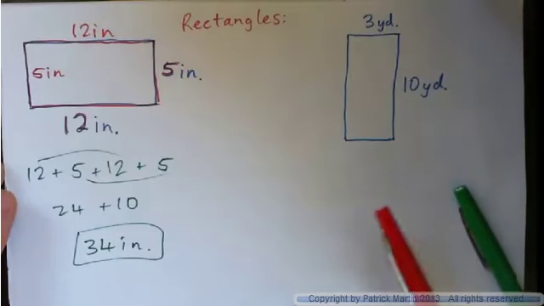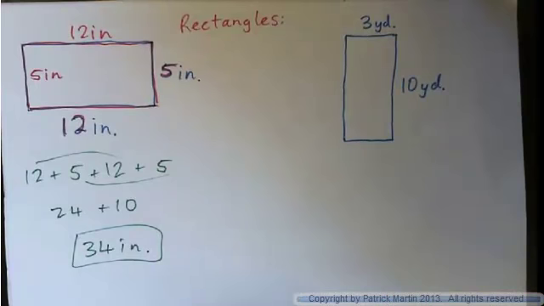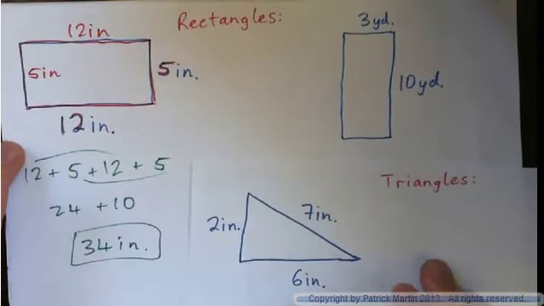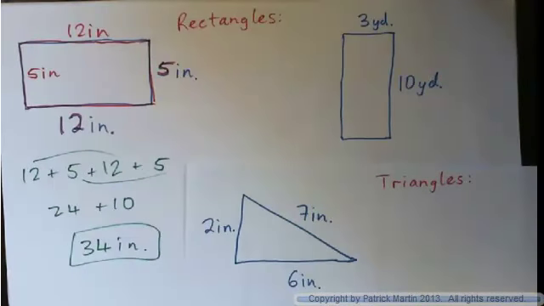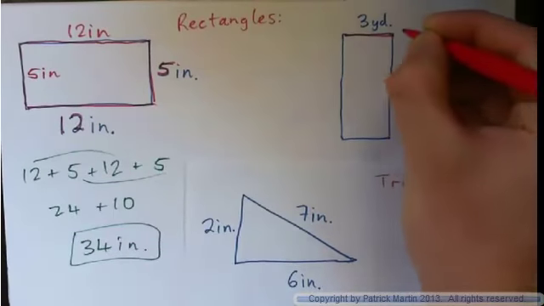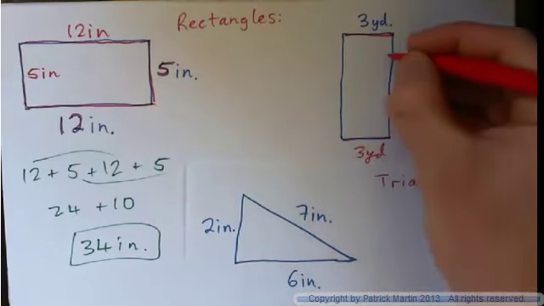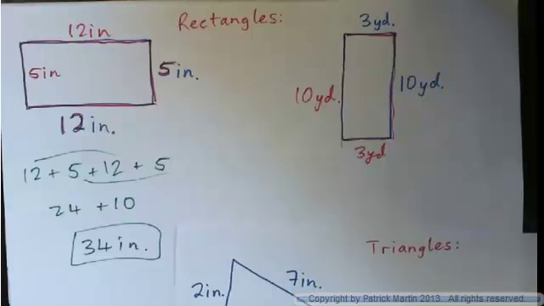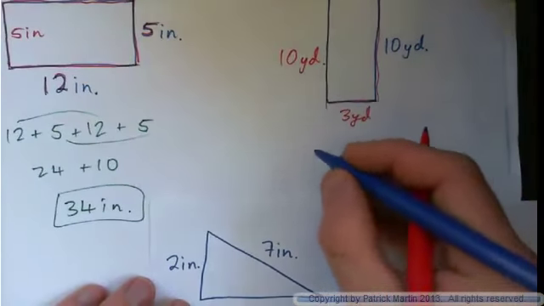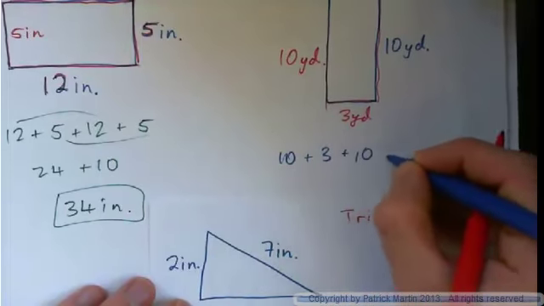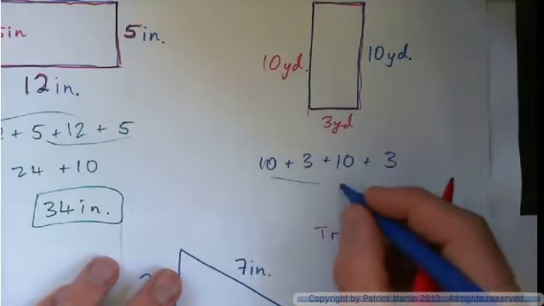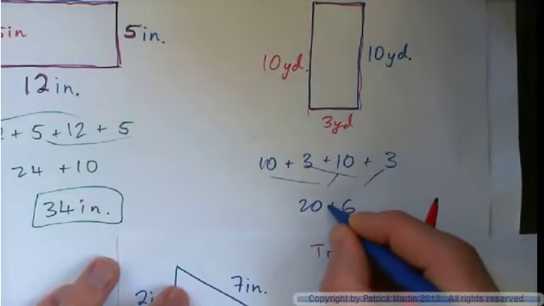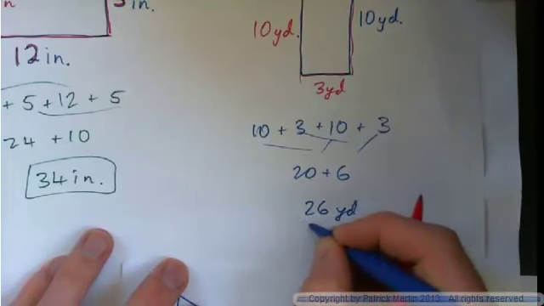Okay. How about this one? Press pause and get the perimeter of this rectangle, and then get the perimeter of this triangle. So get the perimeter of this rectangle, then this triangle. Press pause and do them both. Okay, I hope you've tried it. I'm going to do it now. This is 3 yards here, also 3 yards down here, right? This is 10 yards here and also 10 yards here. So I hope you've pressed pause and tried it, because I'm going to do it fast now. So the whole perimeter is 10 plus 3 plus 10 plus 3, right? Or 10 and 10 is 20, 3 and 3 is 6, so 20 plus 6, 26 yards, right?